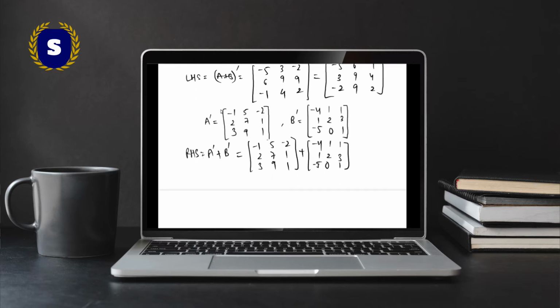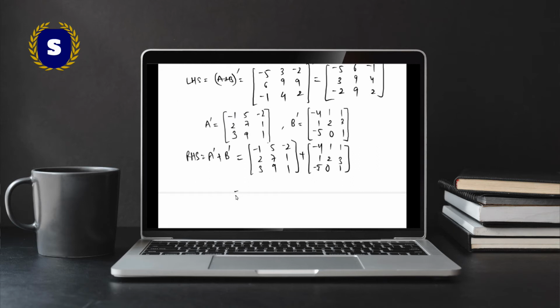So addition of these matrices will give me minus 5, 3, minus 2, 6, 9, 9, and minus 1, 4, 2. So we can see that the LHS side is equal to RHS side. Hence A plus B transpose is equal to A transpose plus B transpose. Hence proved. Okay, let us jump to the next question.